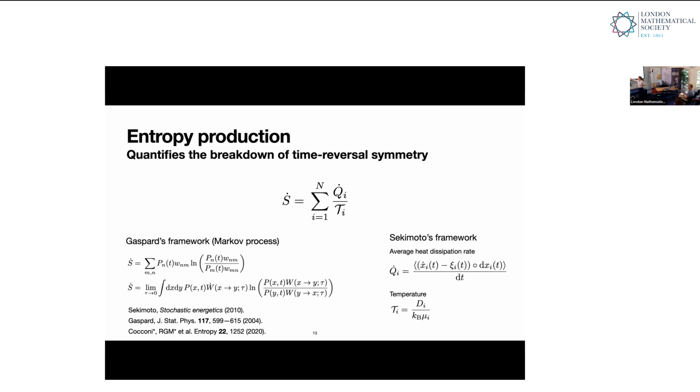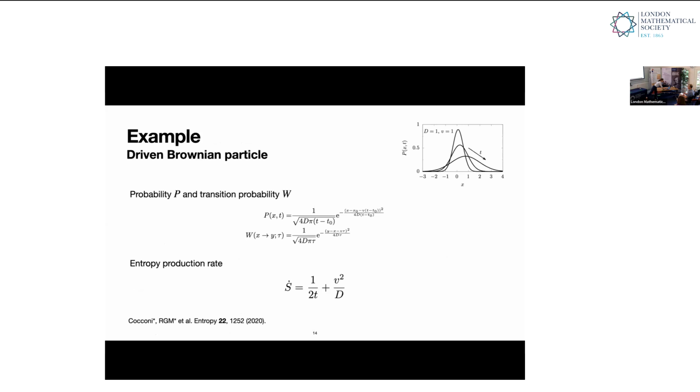Another way is this one, where we know the probability that the system is in a microstate, and we also know the rate with which that system changes into any other state. These two very different frameworks for the entropy production are equivalent for Markov processes. So, okay, we want to do something like that for complicated systems. I'll show an example in a second. First, let me show the simple case.